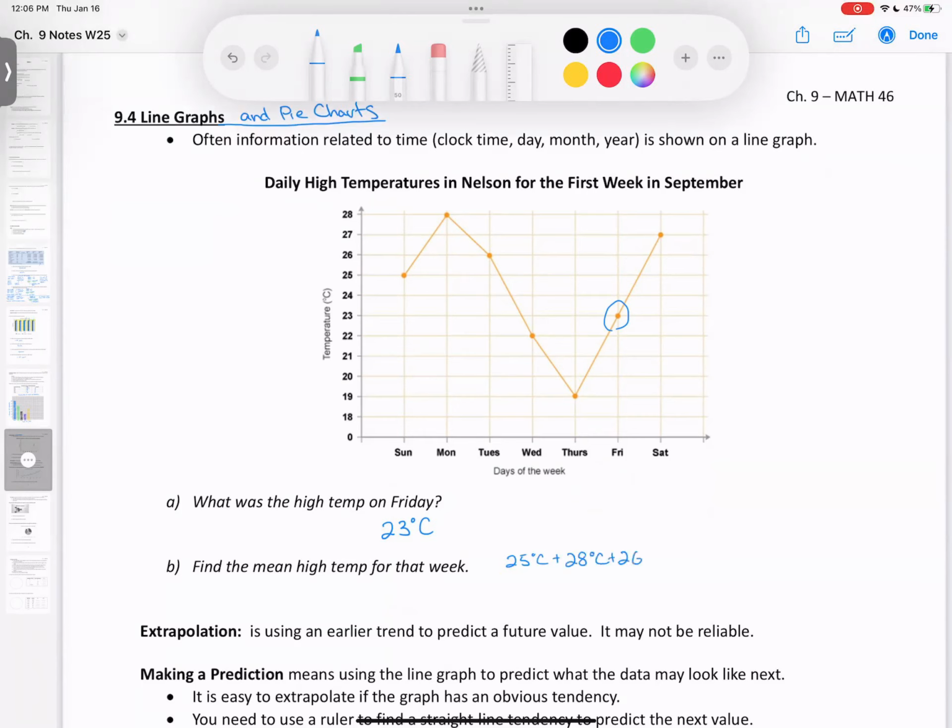Tuesday's 26. Wednesday's 22. Thursday is 19. Friday was 23. And Saturday is 27. Okay, so we're going to add that all up. We're going to divide by the number of data points, which is 7. And so what do we get?